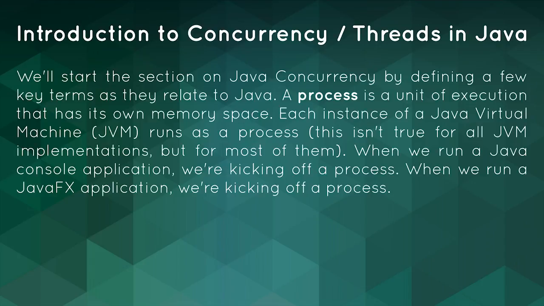So we're going to start this section on Java concurrency by defining a few key terms that you need to know as they relate to Java. So I'm going to start off using the term a process, and that's a unit of execution that's got its own memory space. Now each instance of a Java virtual machine, the JVM, runs as a process. I guess that's not strictly true for all JVM implementations, but really for most of them.